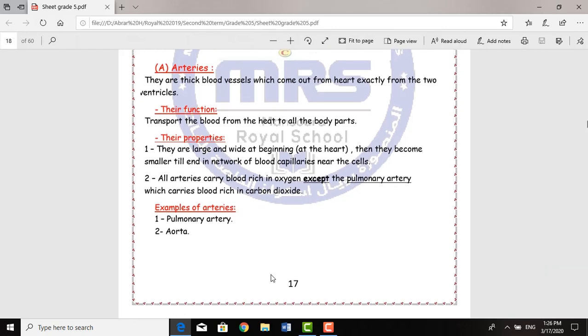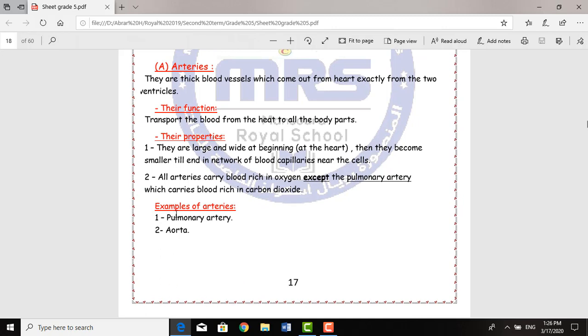I have two examples of arteries, which are the pulmonary artery and the aorta. The pulmonary artery, we talked about that it carries blood from the heart to the two lungs, so it carries carbon dioxide.